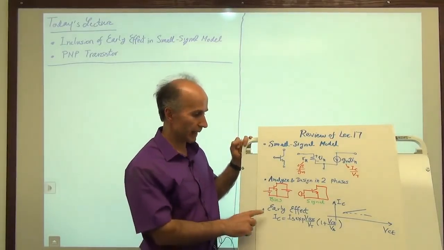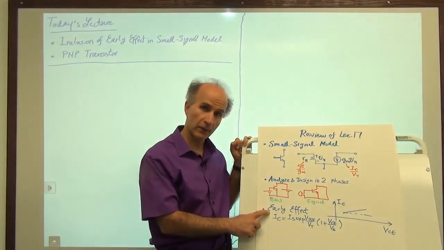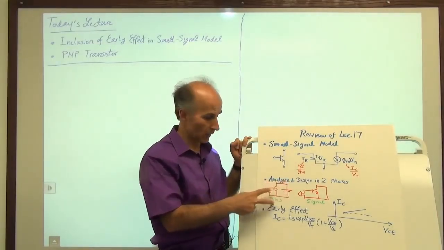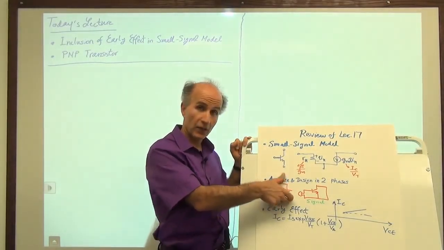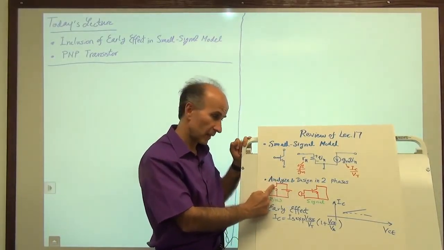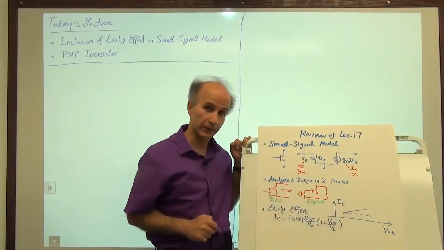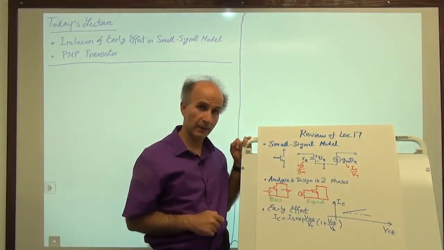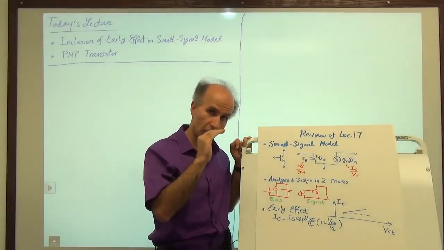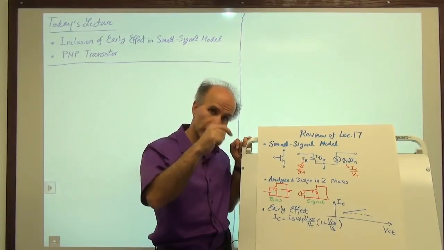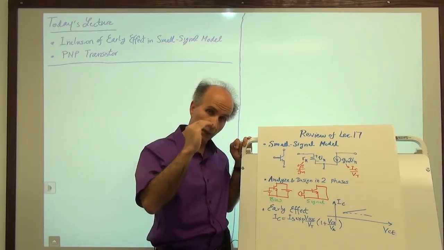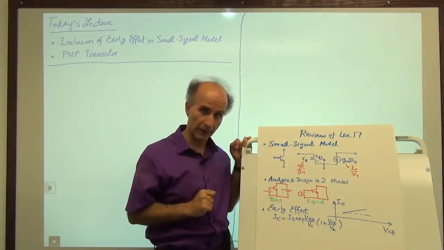All right, we also talked about the early effect in bipolar transistors. We saw that if we take a bipolar transistor with a constant base emitter voltage and change its collector emitter voltage, the collector current is not quite constant. It has a small slope to it. And we saw that that's because the depletion region in the collector base junction tends to protrude farther into the base, which means the base width is reduced when the collector voltage goes up and the current increases.